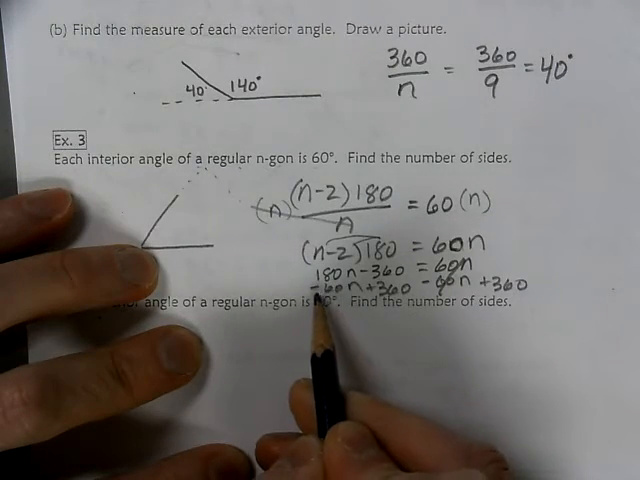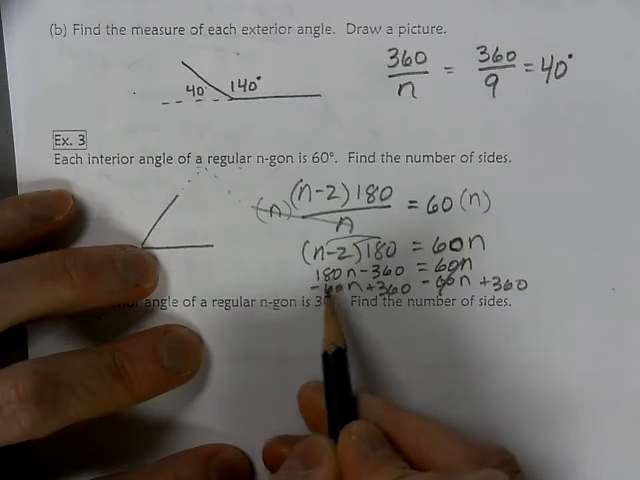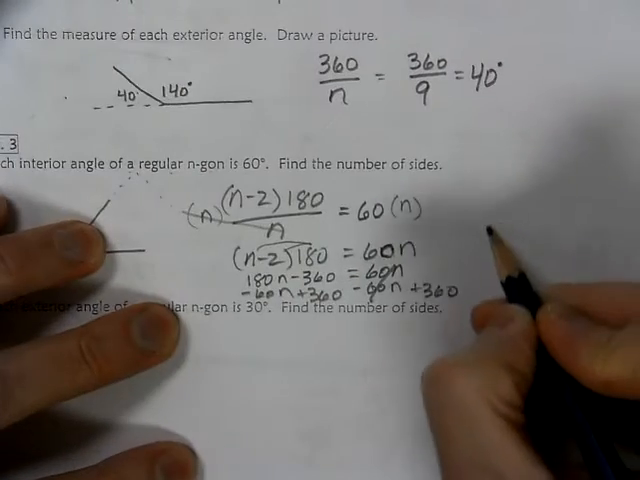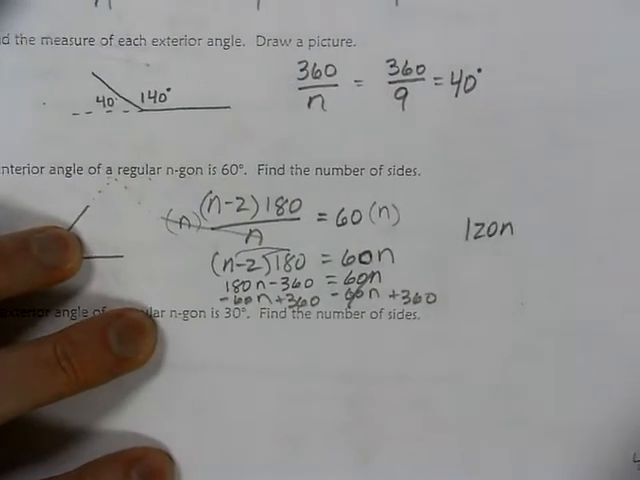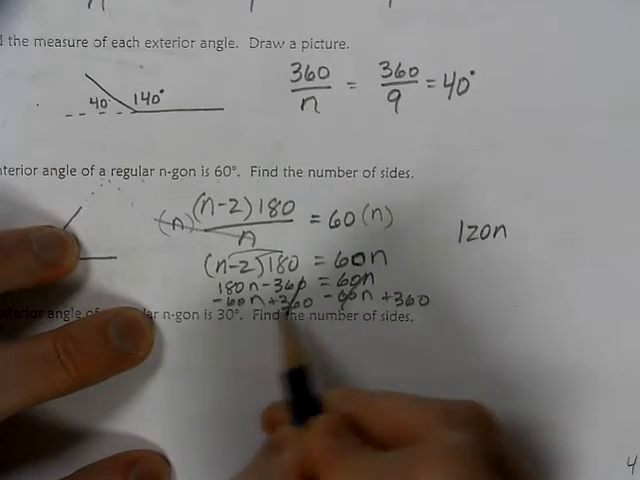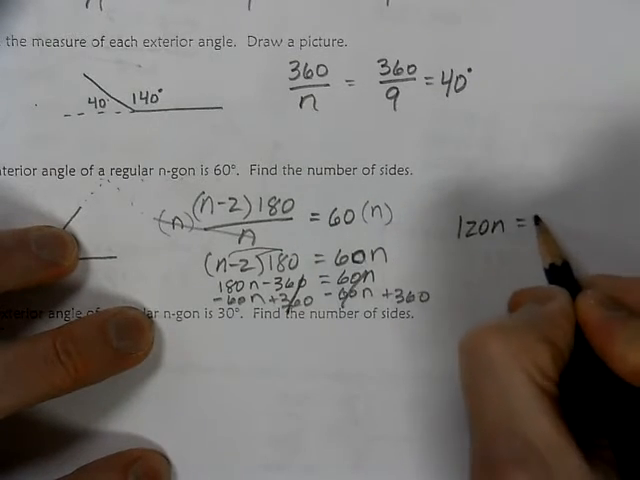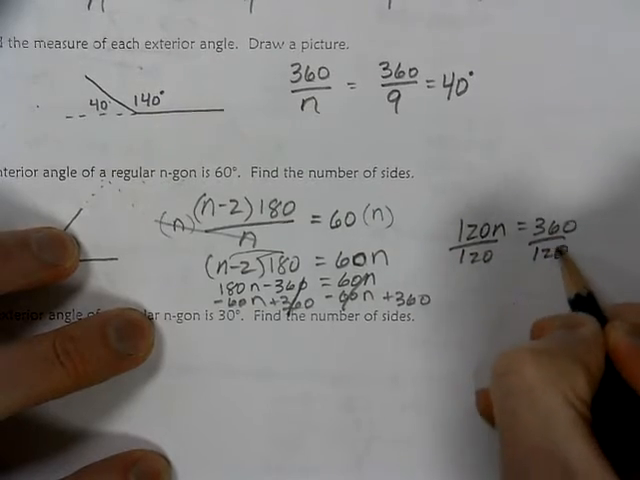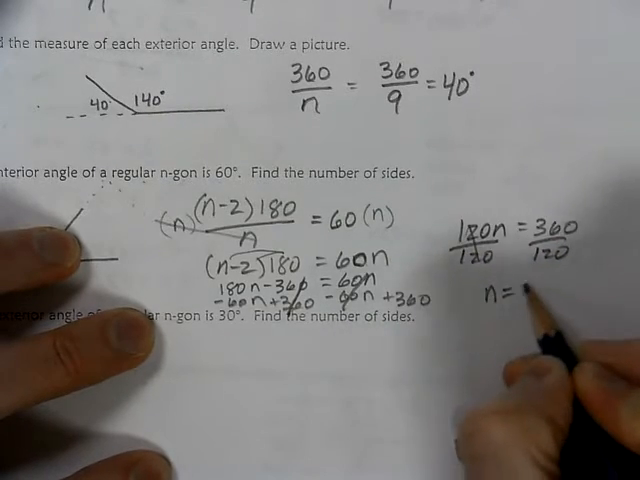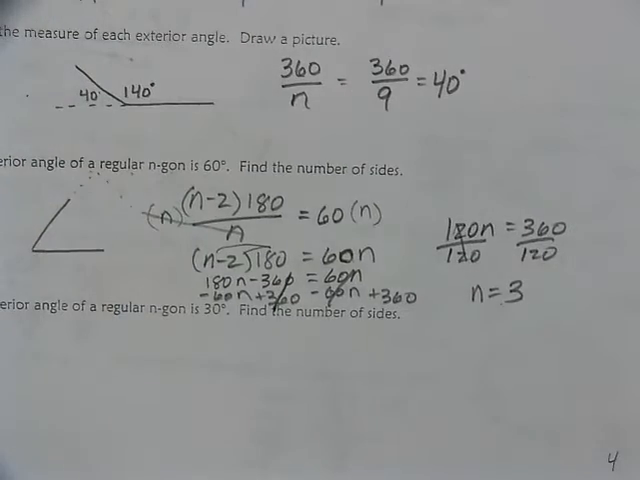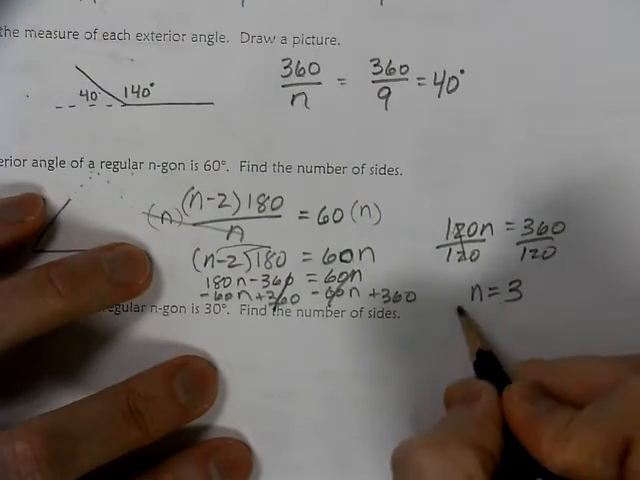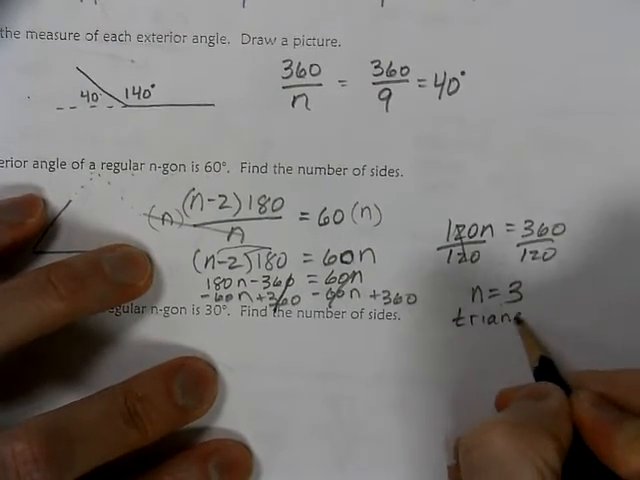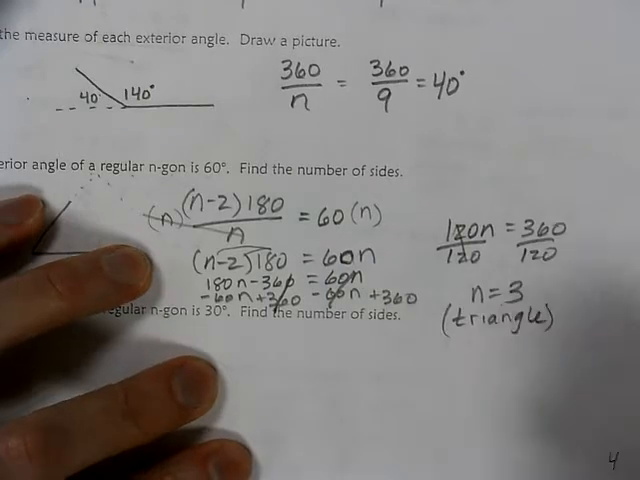So 180n minus 60n gives us 120n. These cross out and you're left with 360. So as you've already noticed, if the interior angles are 60 apiece, then it's going to have three sides, also known as a triangle.